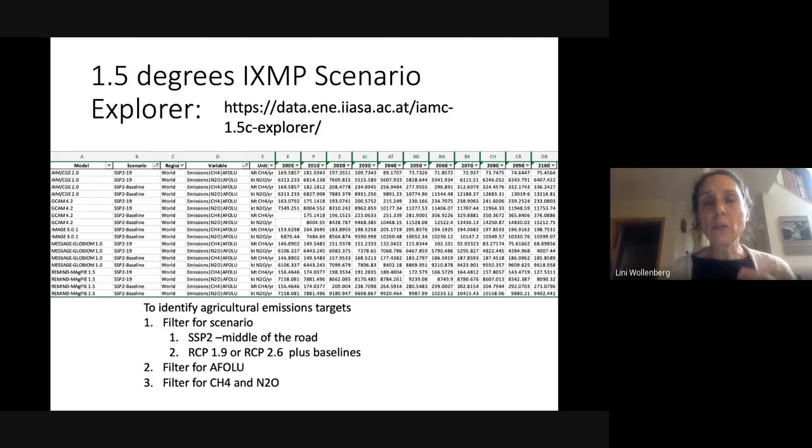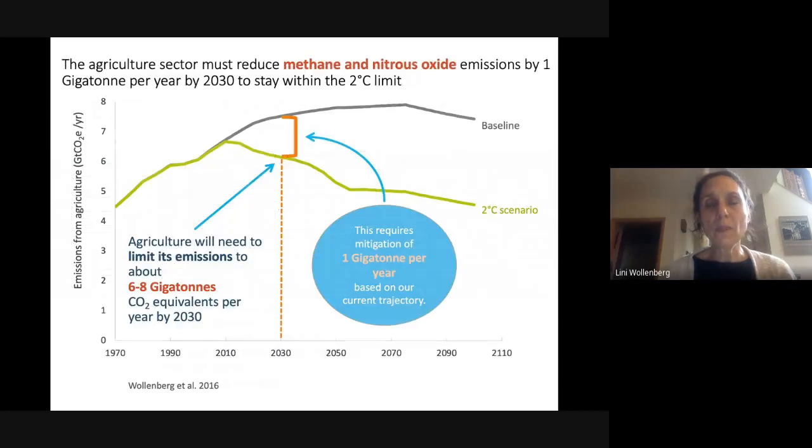And again, our goal is to understand for the target what that difference is. So here you can see the graphic representation when we did this globally. You can see that the baseline into the future of the amount of emissions that we expect going out to 2100 is here, but the amount that we need for the 2-degree scenario in this case is the green line. And then in 2030, what that means is that we need about 1 gigaton of reduction per year.